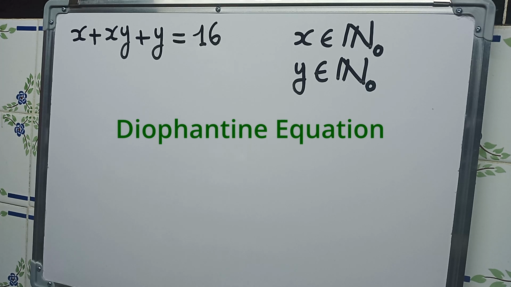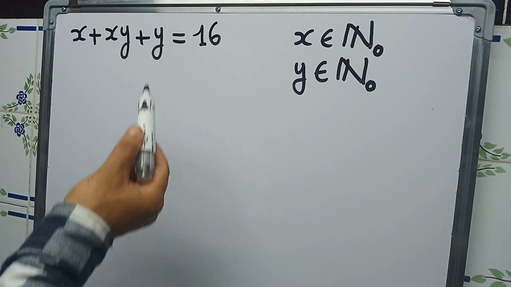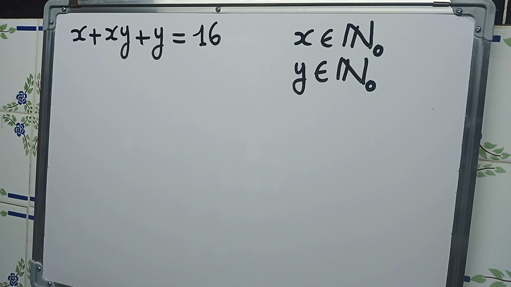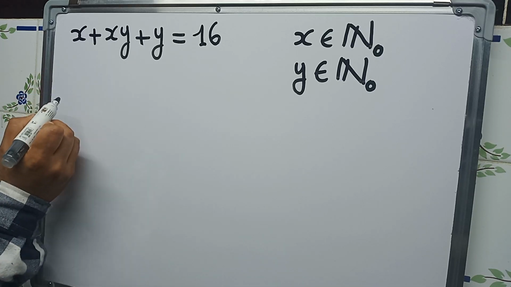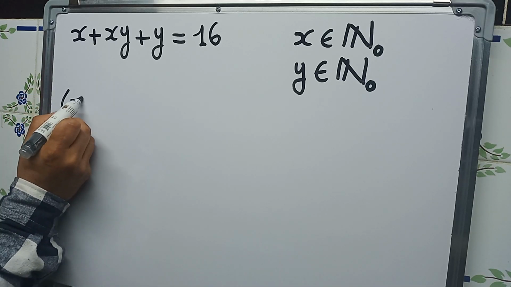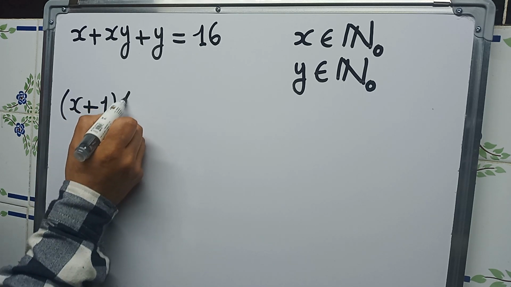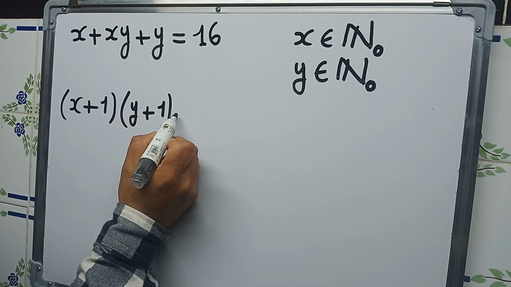In this problem, we will solve the equation x plus xy plus y is equal to 16 for x and y, two non-negative integers. So how will we do it? Of course, we will try to factor our expression. And here to do it, we have x plus xy plus y. And this we can find in the product (x plus 1) times (y plus 1).